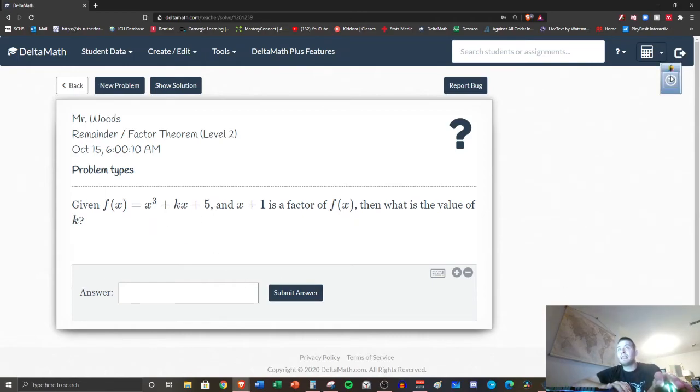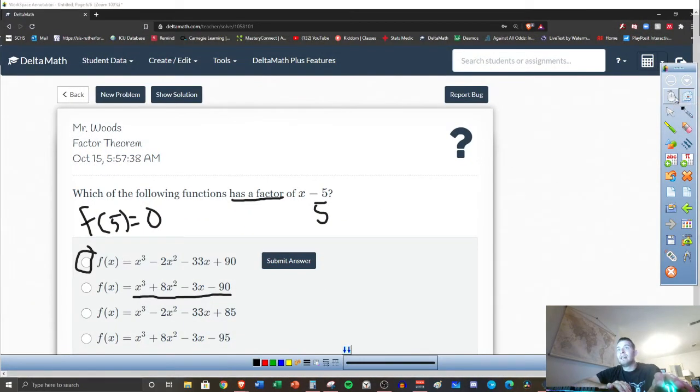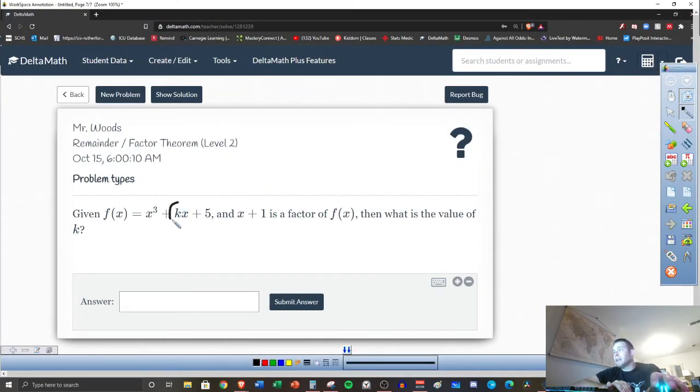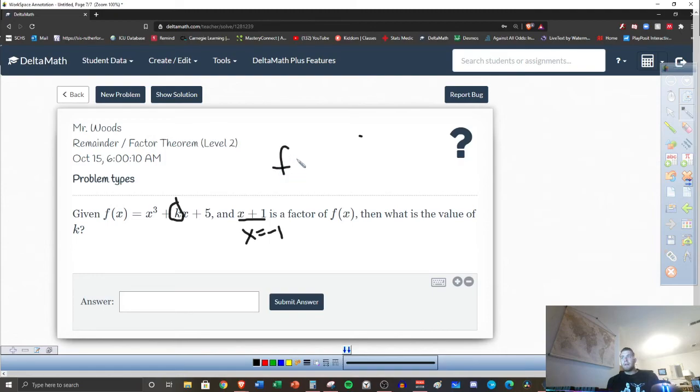So we're trying to find this value right here. We want to know what it would be. And we're given all this information. We know this is a factor, so we know it divides evenly. So what does that mean the remainder is? The 0 of this is how you want to work it. You want to find the 0 of that factor, okay? And maybe it's not a factor always. But since we know it's a factor, we know that if we do f of -1, that equals 0.